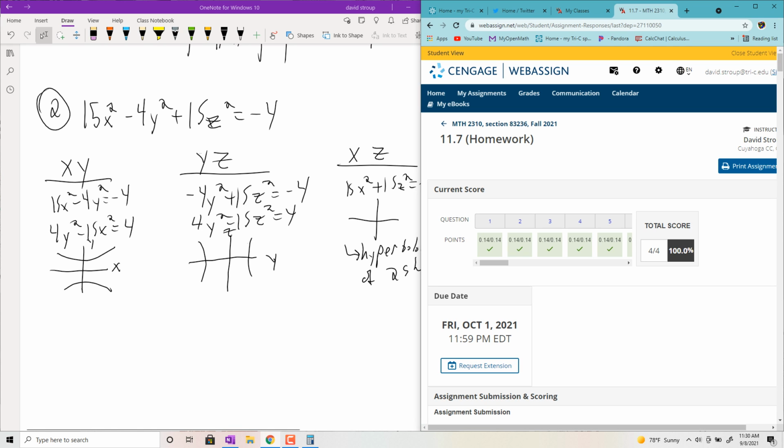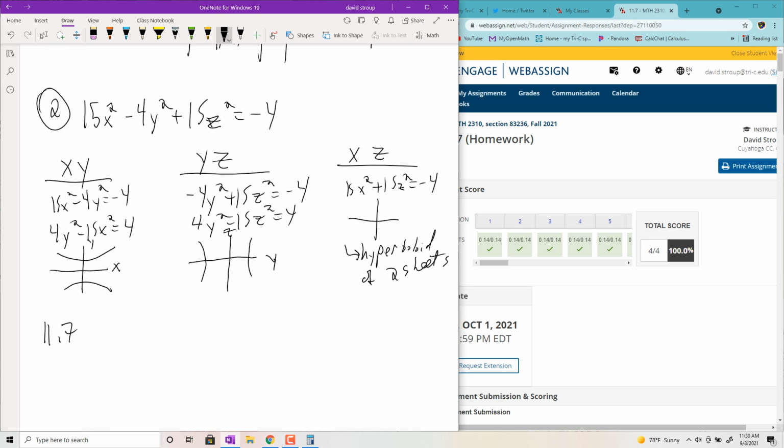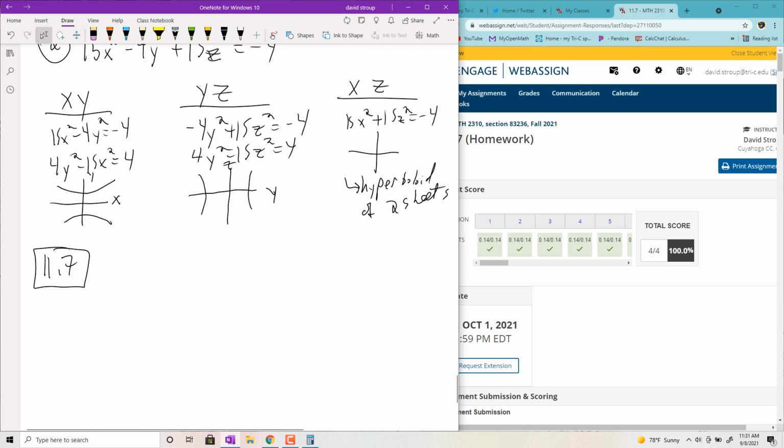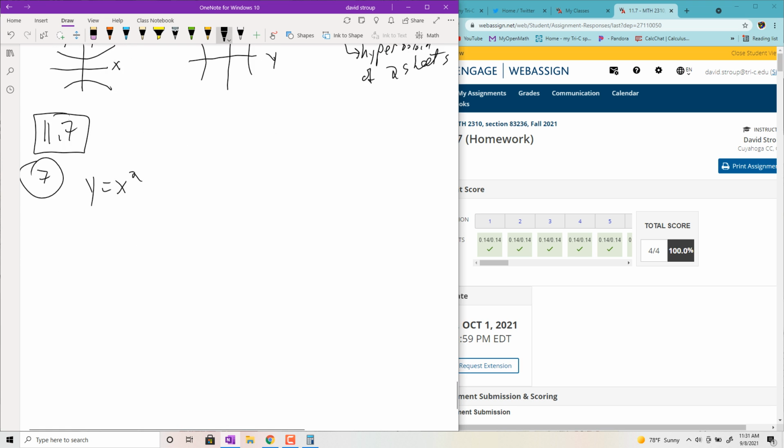I'll be focusing mainly on cylindrical equations, converting back and forth. So 11.7, from rectangular to cylindrical and vice versa. So take problem 7. They give you y equals x squared in rectangular, and they want you to convert over to cylindrical. So you have to have all your little formulas memorized.